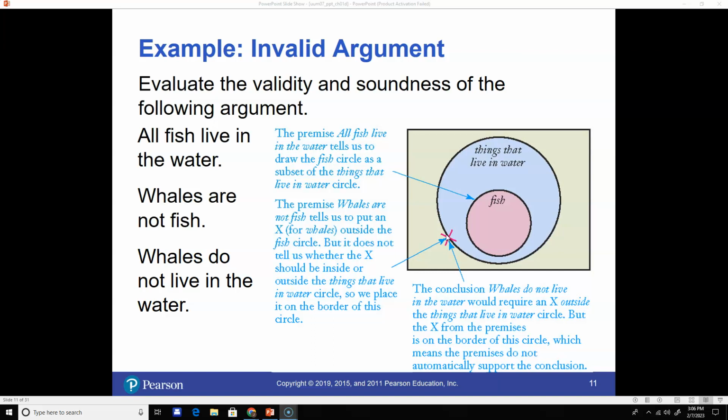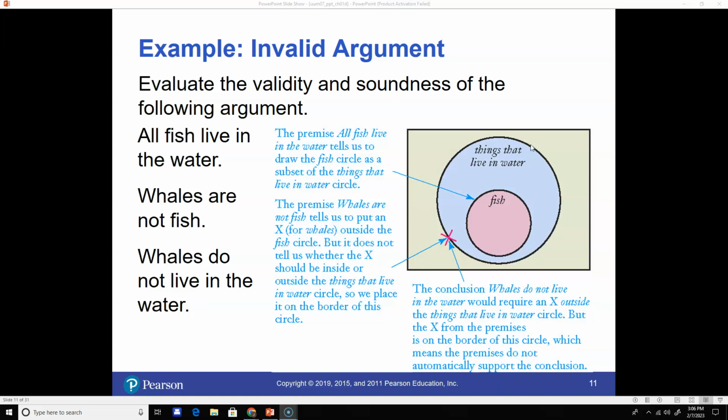I mean, I know we all know that whales live in water, but based on the Venn diagram and the way that the statements are laid out, we don't have a valid argument for that. So, the conclusion, whales do not live in the water, would require X outside the things that live in water, but the X from the premises is on the border, which means the premises do not automatically support the conclusion. So the first two statements together do not necessarily tell us that whales do not live in water. We would need something else.